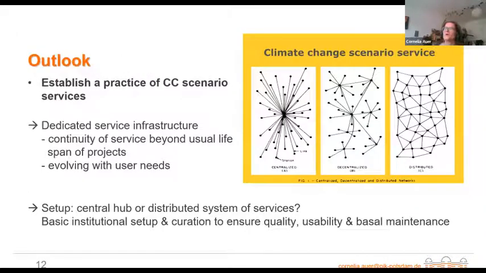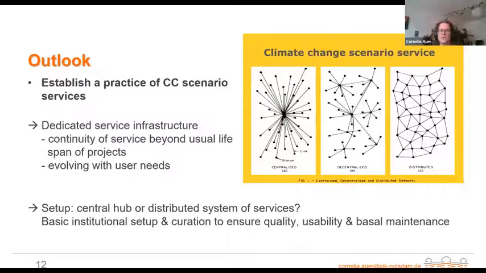And now back to the climate change scenario services. Of course, what would be the way forward? It would be nice if all the efforts that are currently taken in the community, where people do good outreach or prepare stakeholder material, it would be great if there was a service infrastructure available that would go beyond the usual lifespan of projects, and if this infrastructure could evolve with user needs.